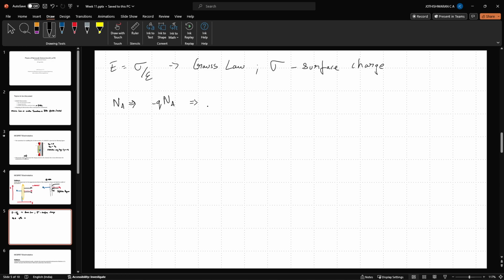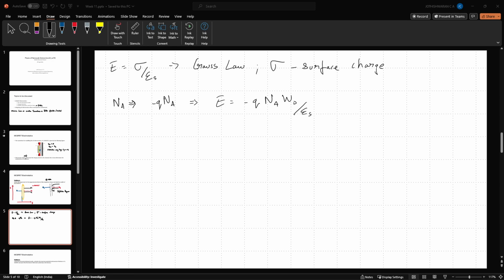Sorry, Na multiplied by the depletion width is going to be sigma. So we have E is equal to minus Q Na times Wd divided by epsilon S. So this is the semiconductor's permittivity. So this is the first expression that we have. This gives us the electric field at the interface.